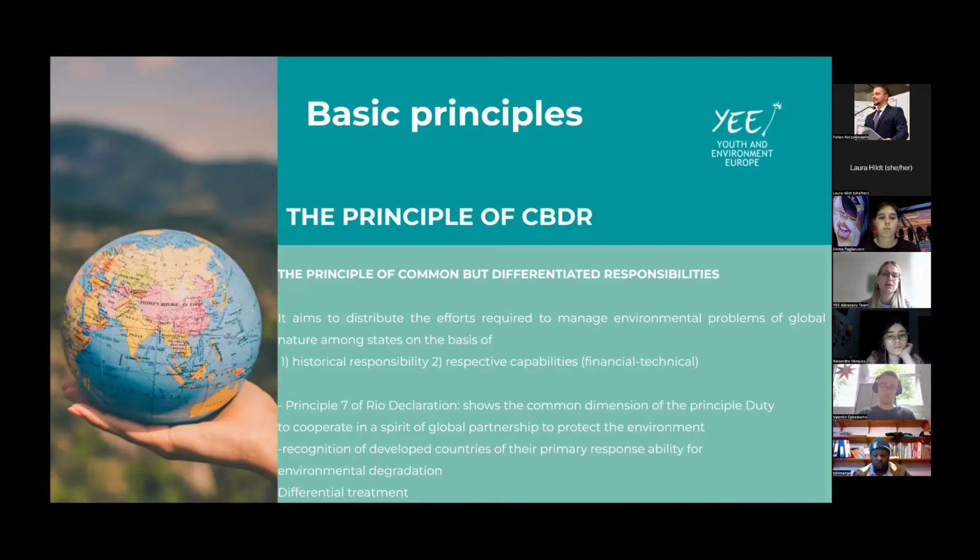So what this actually means is that states are held accountable to pay and to contribute to the combat against climate change, depending on how much they can contribute and what their responsibility is. So this is a very important principle, and that's why it's a huge discussion, because usually what happens is that the ones who are polluting the most are not the ones who are experiencing the environmental damage, and they're not paying.